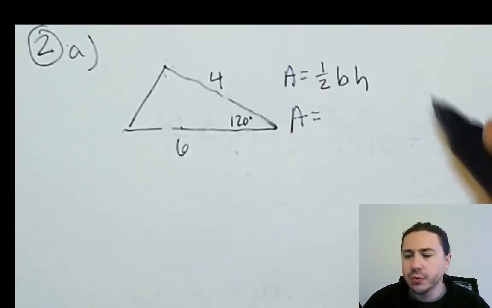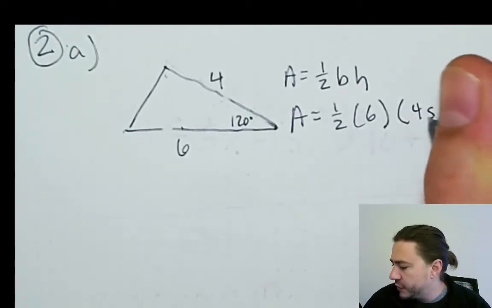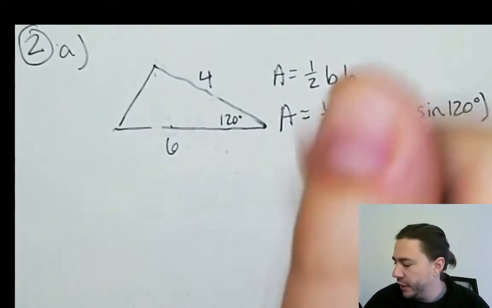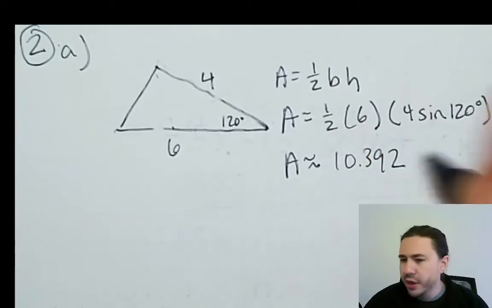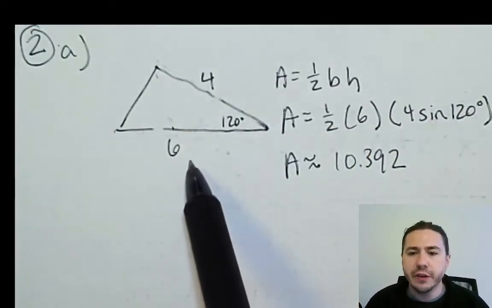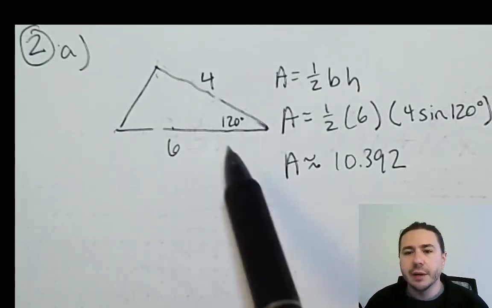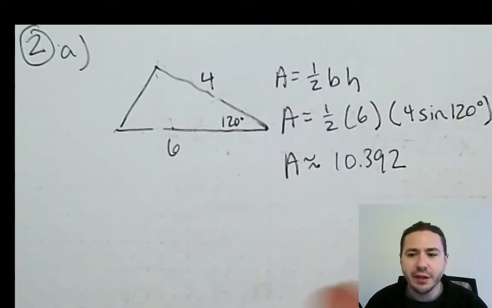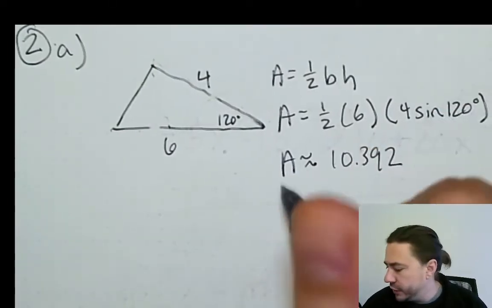We've got A equals 1/2 times the base, which is 6, times the height, which would be 4 times the sine of 120 degrees. Put that all in the calculator, and we should get approximately 10.392. There are no units given on here, so like in number 1, all the side lengths were given in feet, and so we were able to say that the area would be in terms of square feet. Here there's no units given, so we're just going to leave it as a numerical value, 10.392.